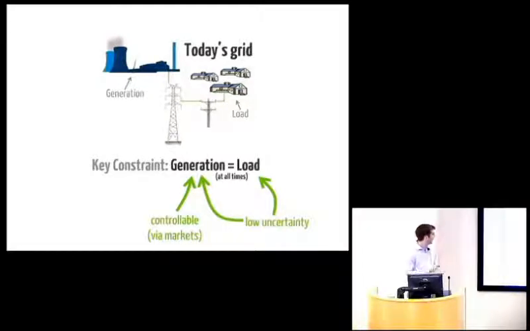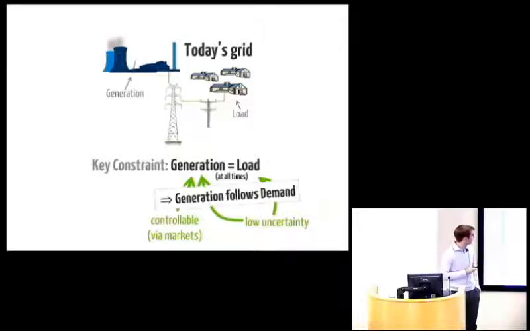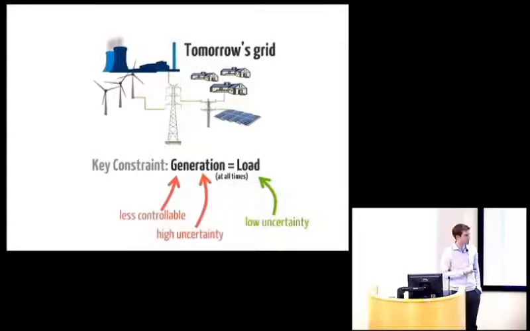And then since you can control generation and turn it on whenever you want, once you have the prediction here, you just turn it on. And you can even give yourself some flexibility. You can control it via markets up until the very real-time timescales and still get away with it. So in some sense, that's the status quo. Generation follows demand. Predict demand and turn on generation to follow it.